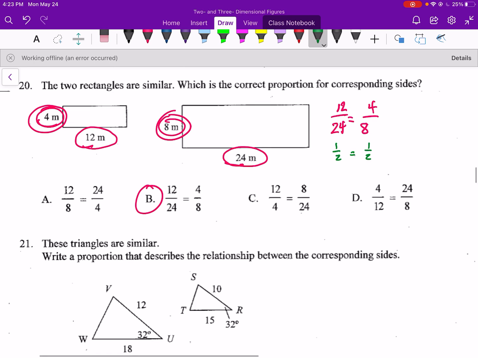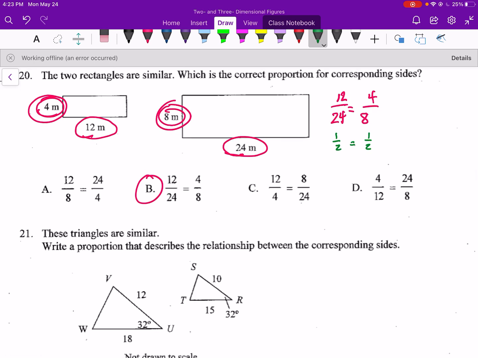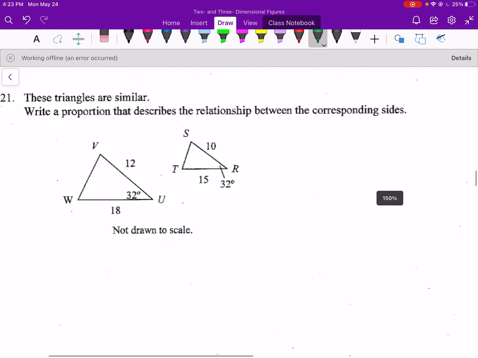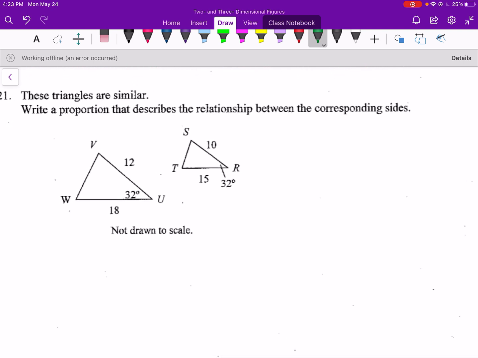21 is also using similarity, this time with triangles. They tell us that the two are similar. Write a proportion. I'm going to write a proportion that uses the small triangle over the large triangle. So pick either side. I'm going to start with a 10 and match it over the corresponding side of the other triangle, 10 over 12, and then the second pair, 15 over 18.